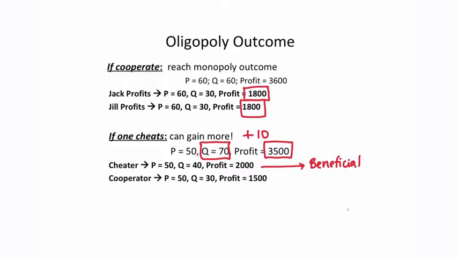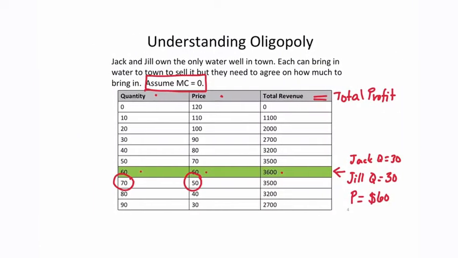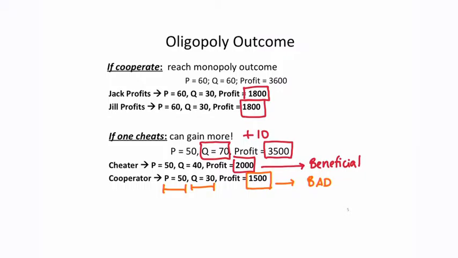For the cheater, this is beneficial, because now their profits have risen from $1,800 to $2,000. Now, for the person that has chosen to cooperate, they're still producing the 30 gallons that was agreed upon, but now they're facing a lower price of $50. So their profits have fallen. This is going to be bad for the person that chooses to cooperate. Now, since there are only two firms in this market, they both know exactly what this table looks like. And they both know exactly what can happen if one of them cheats.